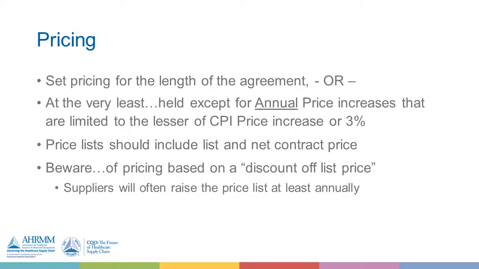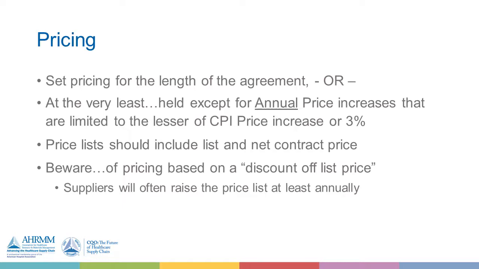Sometimes that doesn't work, so they're going to ask you for increases. What you want to make sure you do is that you lock those increases to maybe one a year, and you want to make sure that those increases are either the lesser of a rise in the consumer price index or 3%, whichever is less.